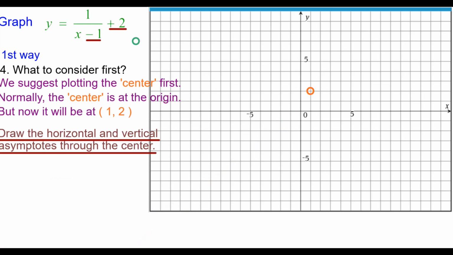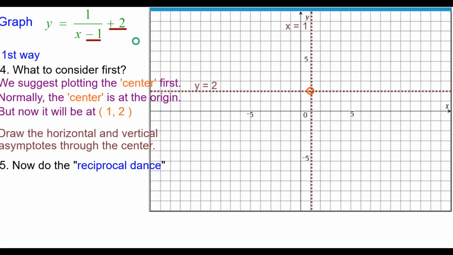We also need to draw the horizontal and vertical asymptotes through the center. They'll be perpendicular. So one of them will be at y equals 2 instead of at y equals 0. The other one will be at x equals 1 instead of x equals 0. And we'll go ahead and do the reciprocal dance from the center, that orange center point.